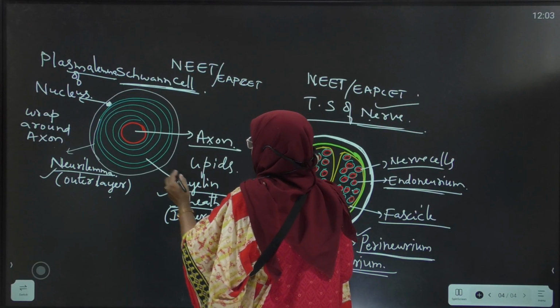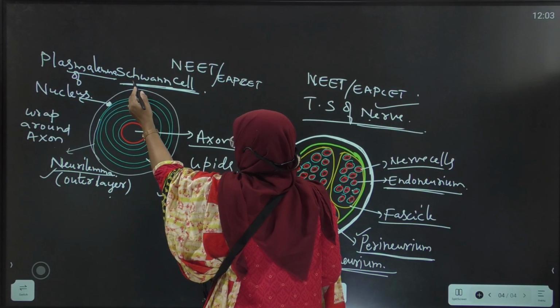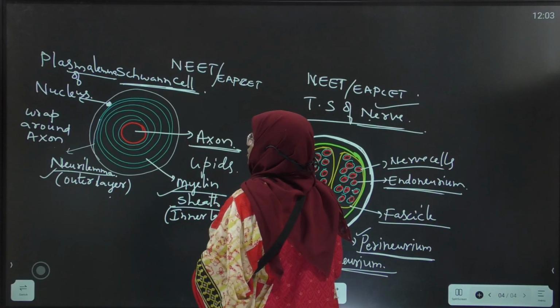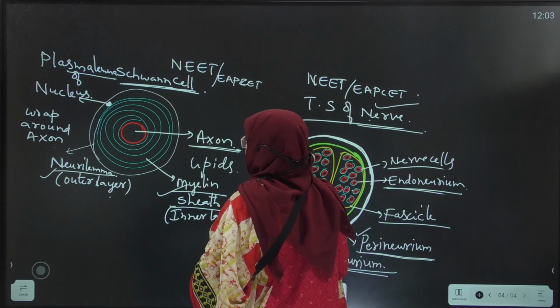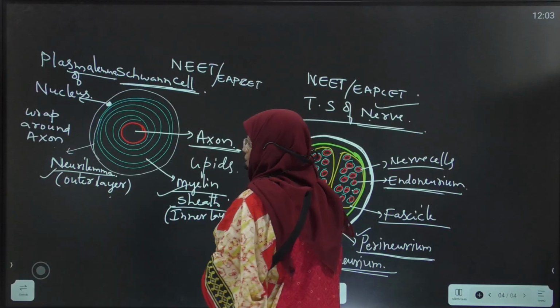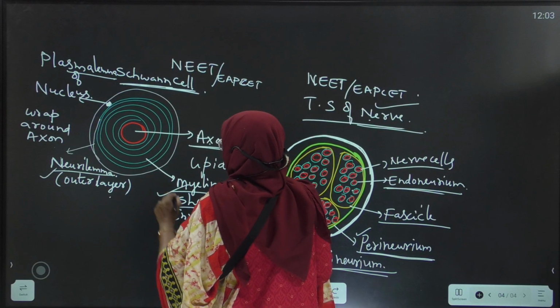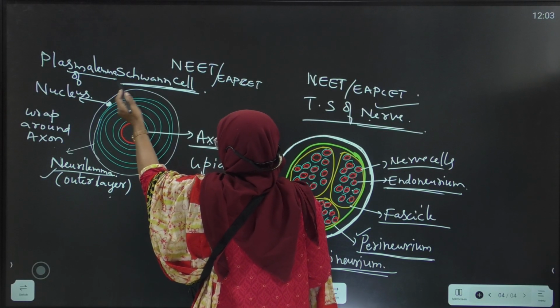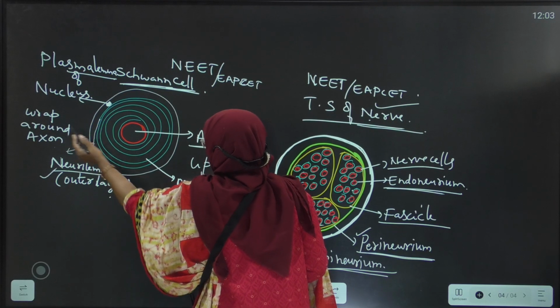Once again, I am repeating. Here, the Schwann cell surrounds the axon in the PNS. Okay. Next, the plasma lemma of the Schwann cell wraps around the axon.